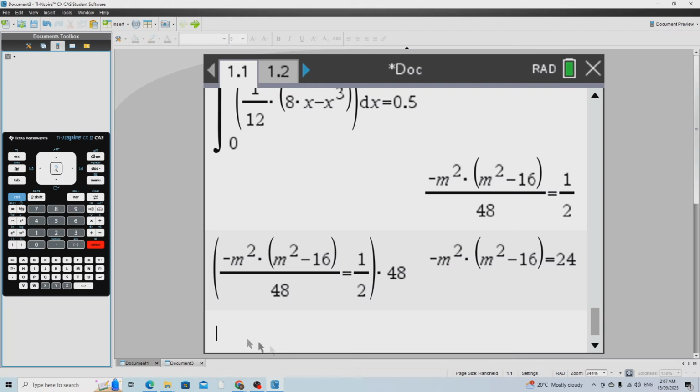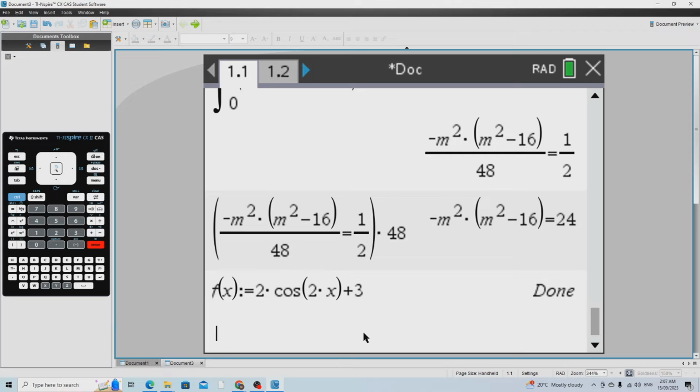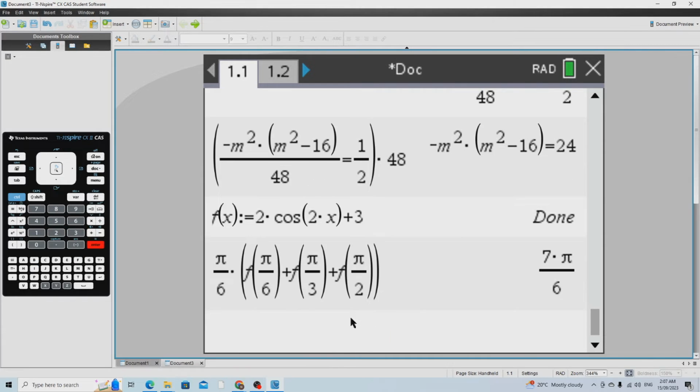So I'm going to go on my calculator. I'm going to define f of x. Well, f of x is what? 2 plus 2x plus 3. And then what I'm going to do is, I know the width of them is pi over 6, and I know that the first one is f of pi over 6 plus f of pi over 3 plus f of pi over 2. Aha, this is the area of all of the rectangles.